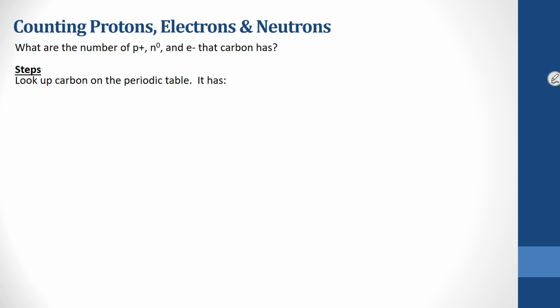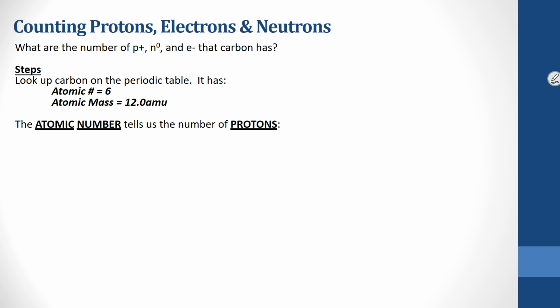The first one we're going to do is carbon. We're going to look up carbon on our periodic table. Carbon has atomic number 6, and its atomic mass is 12. Once we've found carbon and we've got these two numbers, we have all the information we need to find protons, electrons, and neutrons. The atomic number tells us the number of protons. Since the atomic number is 6, it has to have 6 protons.